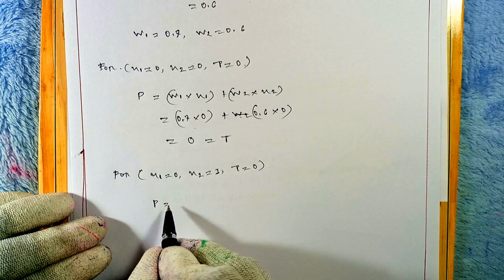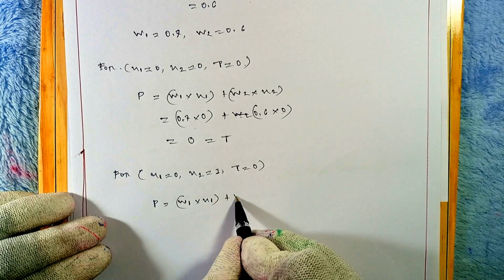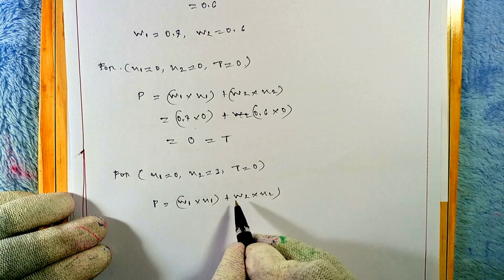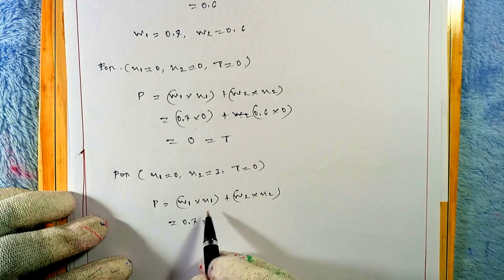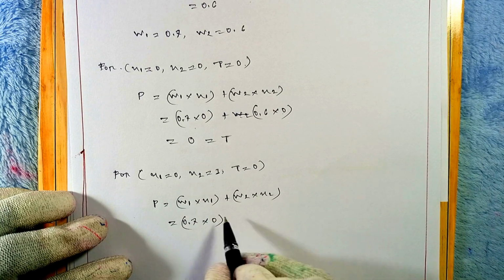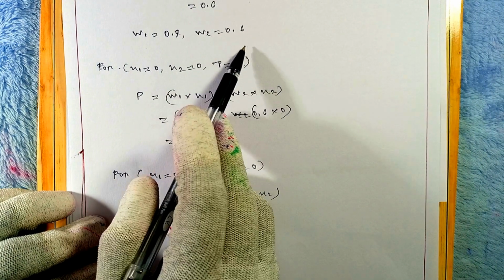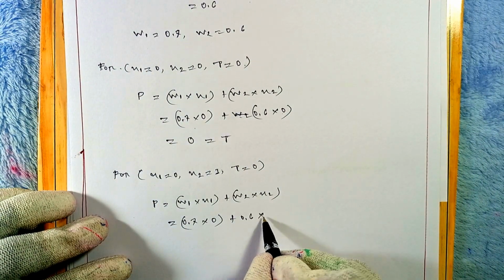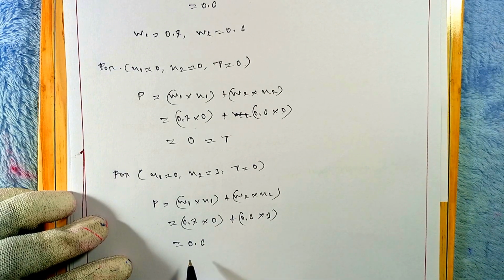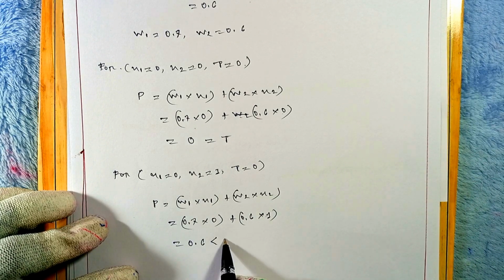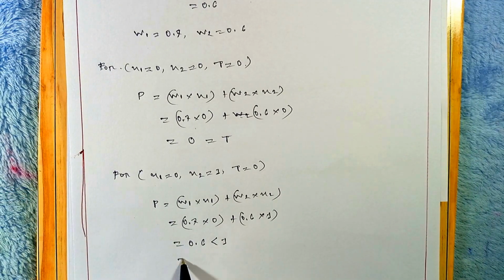Our predicted value will be w1 into x1 plus w2 into x2. So w1 is 0.7, x1 is 0, plus w2 is 0.6 into x2, which is 1, so the value will be 0.6. It is less than 1, so it is less than the threshold, so the value will be 0.